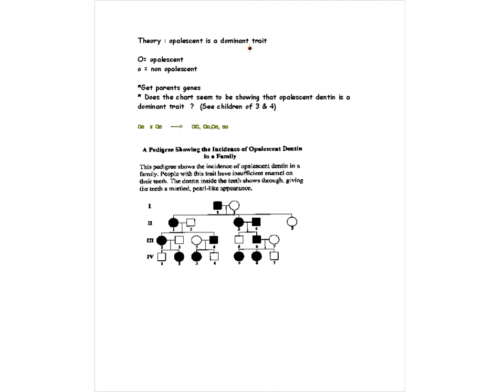Okay, so how are we going to set up the genes if opalescent was the dominant trait? Well, if it was dominant, we would say O equals opalescence, right? Because we usually take the first letter of the trait that's going to be the dominant trait. And we would say small o is non-opalescent. Okay, so let's match that up against the results that we get.